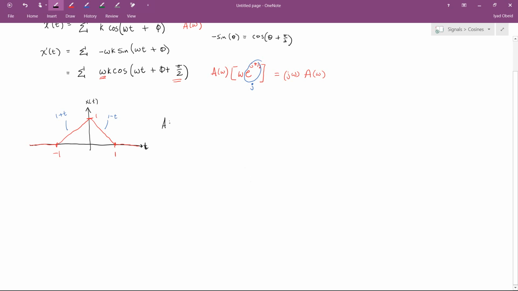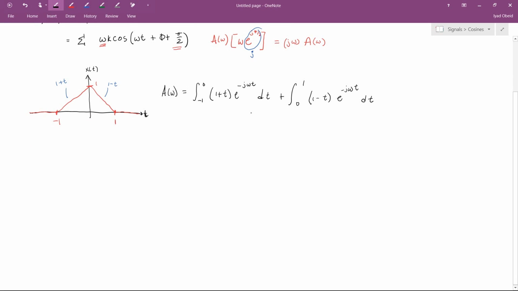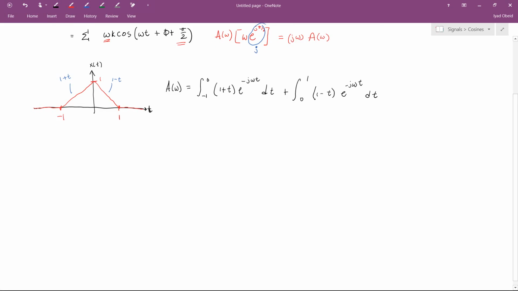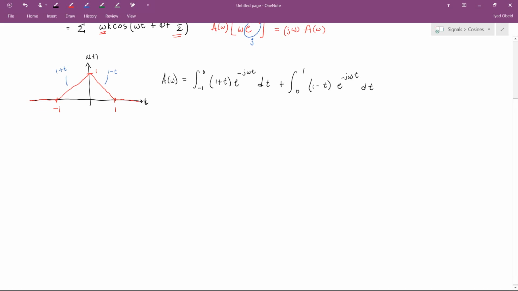So the hard way would be to say that a of omega is going to equal the integral from minus 1 to 0 of 1 plus t times e to the negative j omega t dt, plus the integral from 0 to 1 of 1 minus t times e to the minus j omega t dt, and then we need to take the afternoon off to do some calculus. Okay, there's a lot of calculus that we have to do to resolve this down into something manageable. So my alternative approach is to say, look, working with x of t is pretty difficult. What if instead we worked with the derivative of x of t?